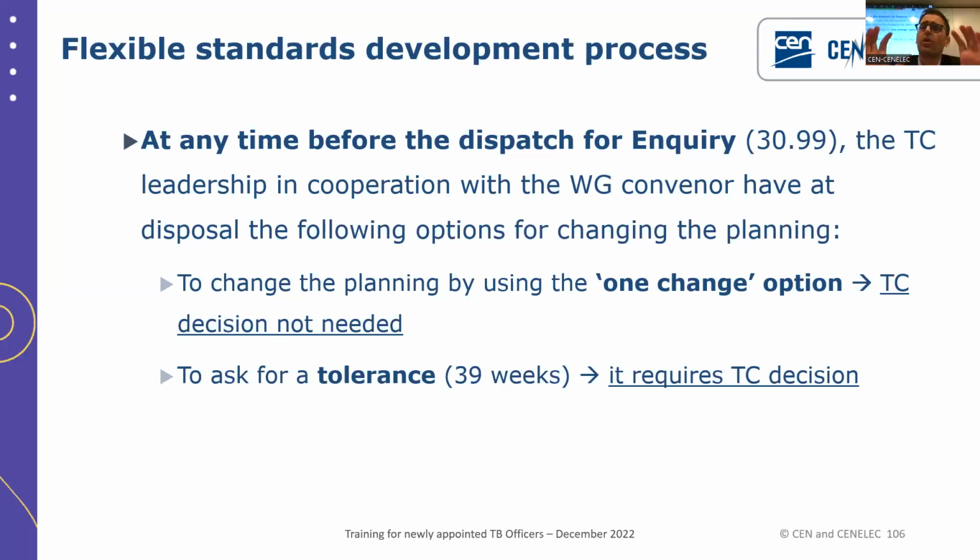The recommendation would always be for you to use the one change option, and only if you really feel that the one change option will not help you because 1 month, 2 months is not enough, you can apply then as a second choice a decision for a tolerance of 9 months. So remember that for the one change option, there is no need for a TC decision, it's just an agreement within the TC, while for the tolerance, there is the need to have a TC decision.